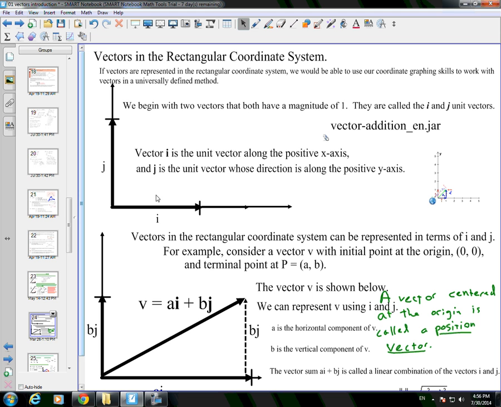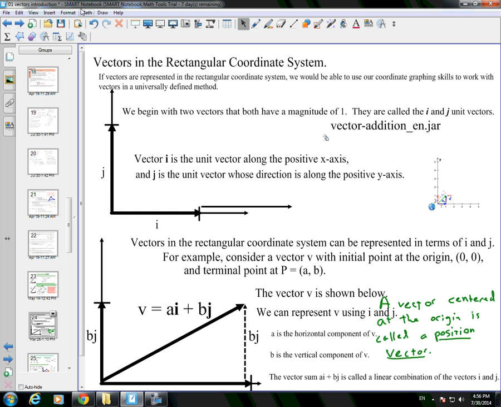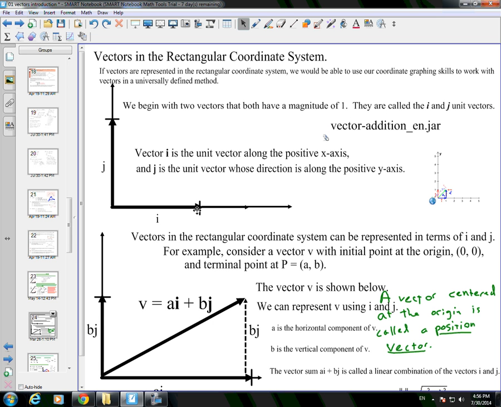It starts off with this idea that we can take a unit vector, a vector that is 1 unit long, and make it horizontal, and we'll call that vector I. That will be the horizontal unit vector. And here's vector J, the vertical unit vector.